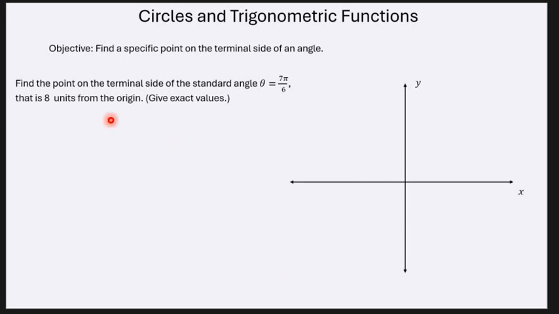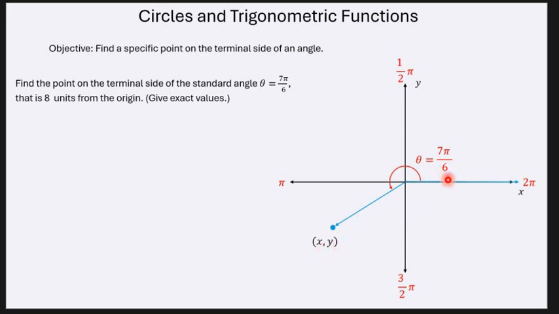Let's look at finding the point on the terminal side of the angle 7 pi over 6 that's 8 units from the origin. So first, let's identify where 7 pi over 6 is. So I'll identify the quadrant angles, half pi, 1 pi, 1.5 pi, and 2 pi. So 7 pi over 6 is more than 1, but less than 1.5. 7 pi over 6 is 1 1/6. So it's less than 1.5. That means that this angle is in the third quadrant, which means both the x value and the y value are going to be negative.